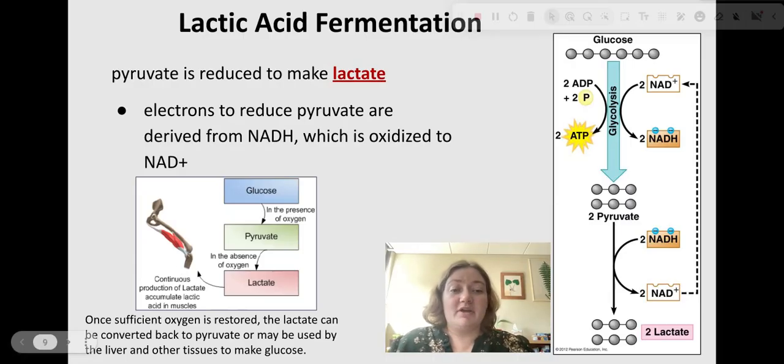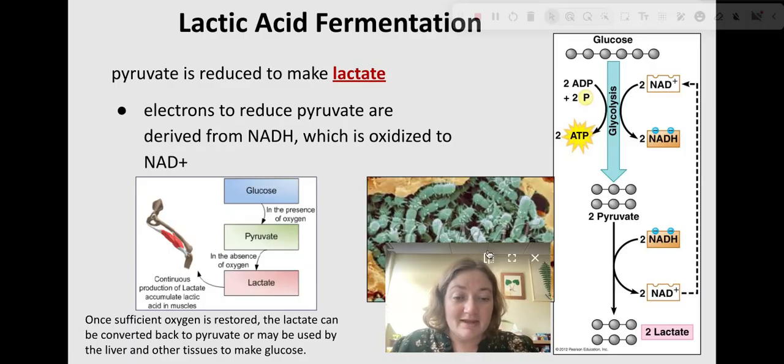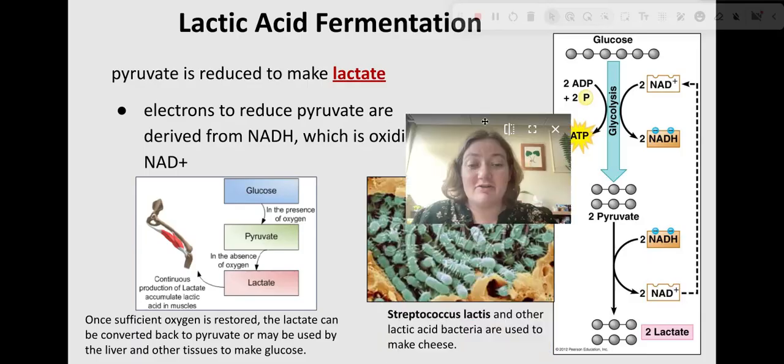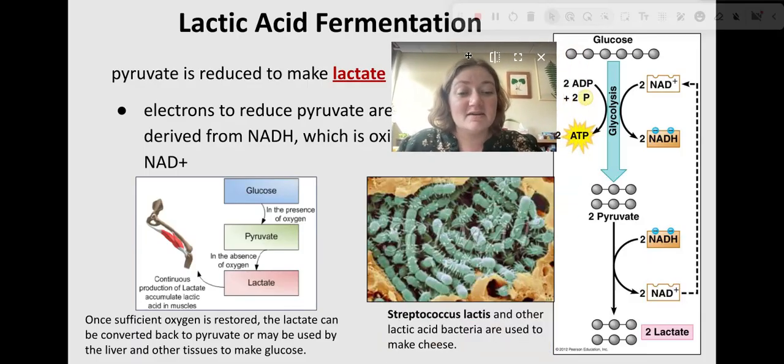Now, once we have enough oxygen, say we finished our race, finished our marathon, we're breathing deeply, taking in that oxygen, and oxygen is restored in our body, then this lactate can actually be converted back to pyruvate or can be used by other tissues in our body. So likely you've heard of lactate before. Maybe you haven't heard of it in terms of muscles, but maybe you've heard of it in terms of being lactose intolerant. That's an enzyme associated with the breakdown of lactose.